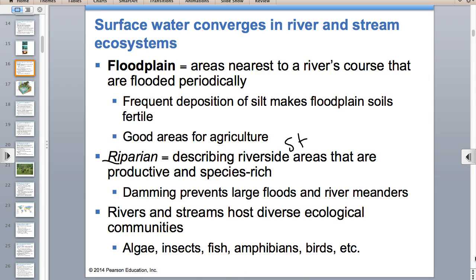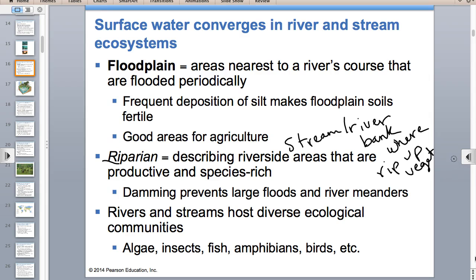Okay. So stream or river bank. And so this is that place right along the edge where you rip up vegetation. And this is a really important ecosystem because it has a lot of niches, and the reason it has a lot of niches is because you have a great deal of variance in your moisture level, temperature level, and there's different kinds of vegetation along the stream bank. Also, on the AP exam, they'll be like, which of the following would increase turbidity in a river?